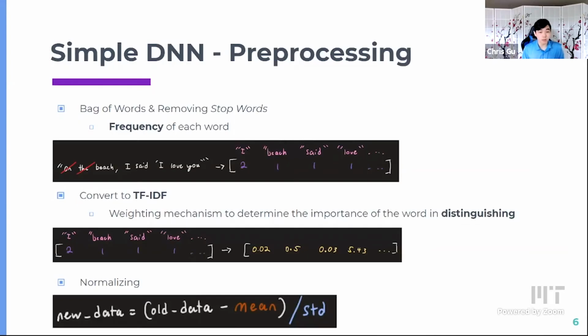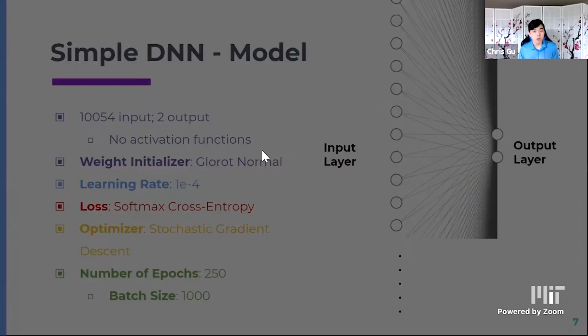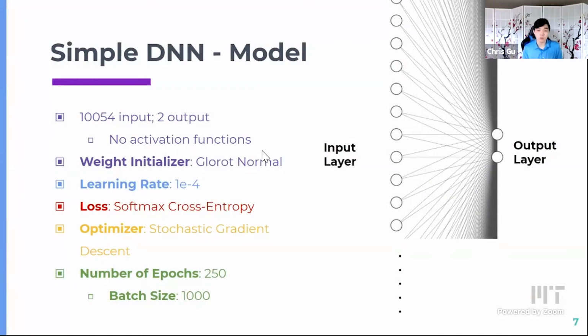For pre-processing, we first counted the frequency of each word in the review and removed any stop words, which were words that didn't carry any significant meaning. Next, we converted those frequencies to TF-IDF values, which is a weighting mechanism to determine the importance of each word. Finally, we normalized those values. So for our model, the DNN had two layers without any activation functions. A representation of the model is shown on the right, and training statistics are listed on the left.